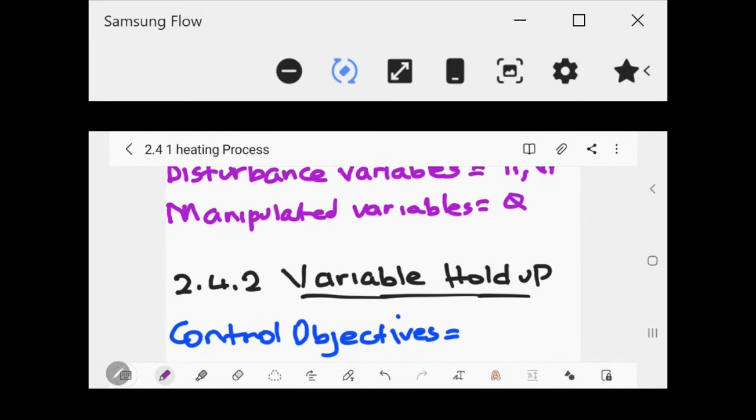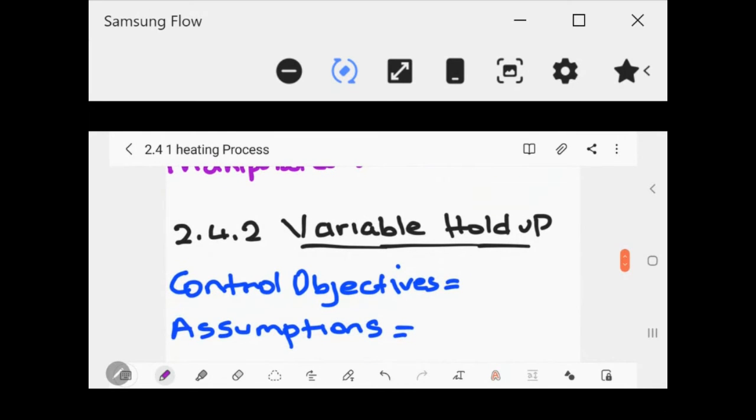Just for the sake of time, because Paul also has to come and finish up his section, our control objectives are basically the temperature and the volume. Remember, we said the volume is changing, so we want to control that as well.